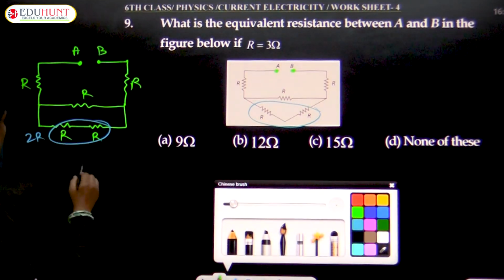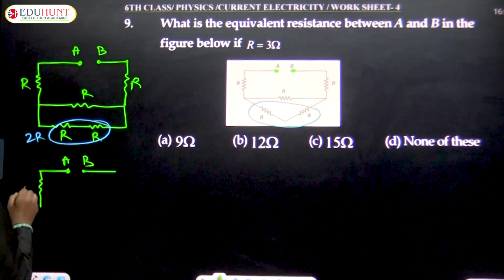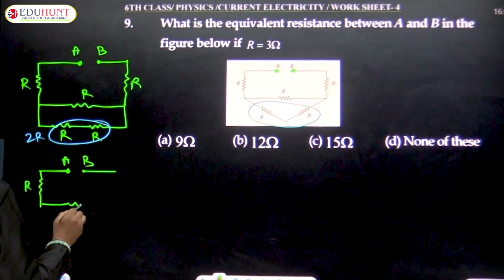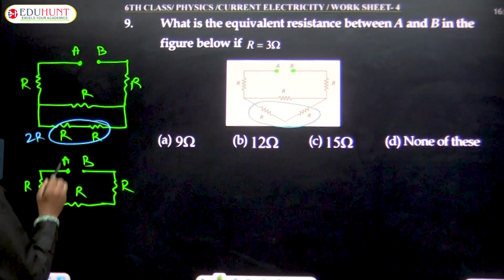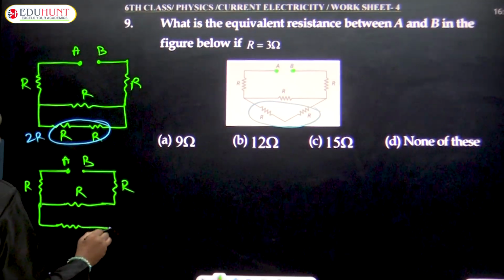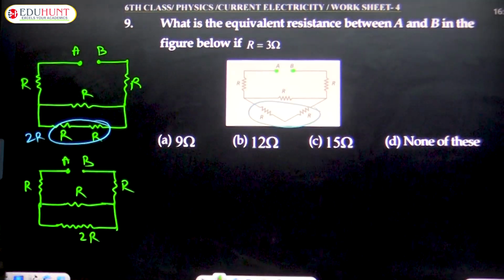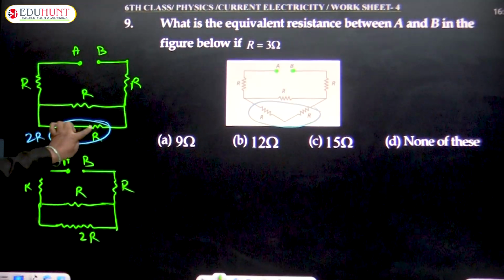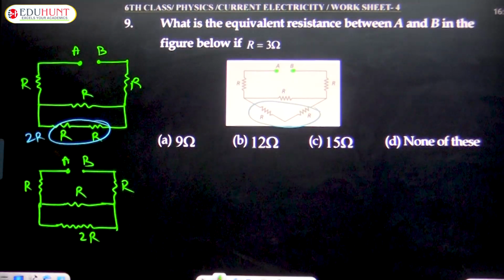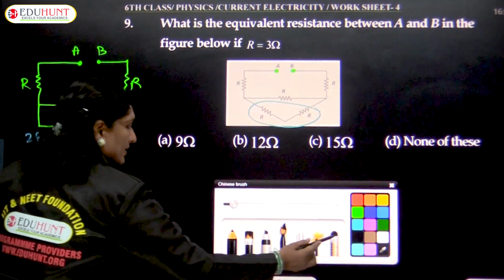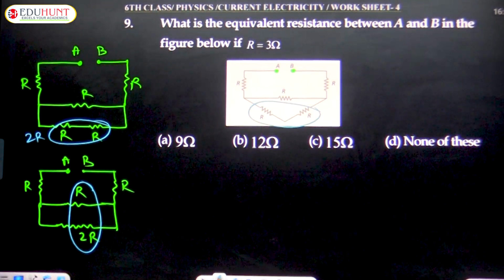Hence, let us draw the diagram once again. This is A and this is B. Here you have R, here also R, here also R. R plus R is found to be 2R. If you observe this, these R and R, I wrote it as 2R. The above R is kept as it is, the sideways R's also as they are. If you observe the picture carefully, these two resistors are again connected in parallel.